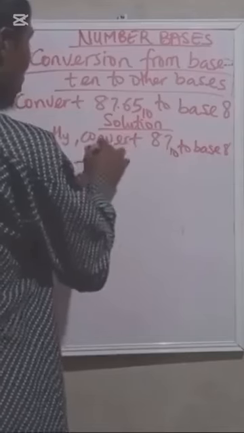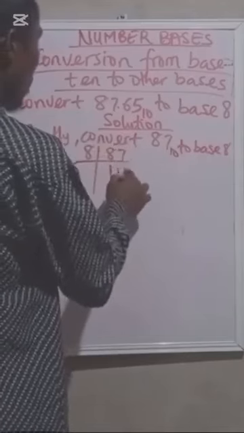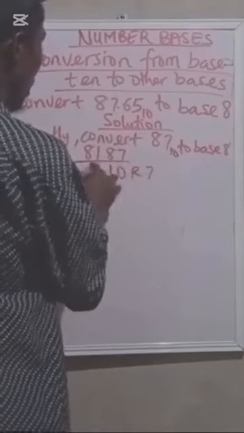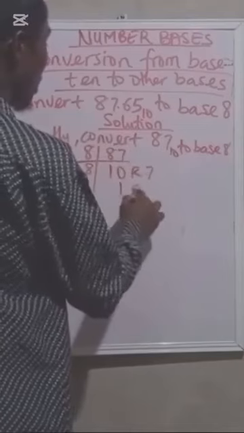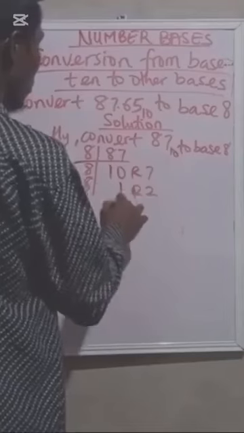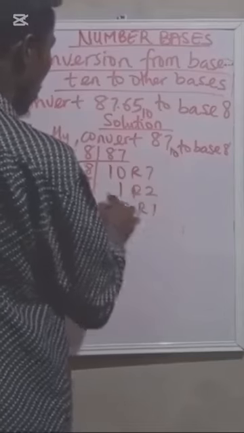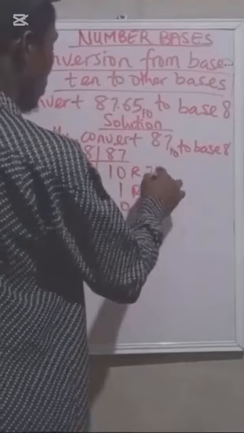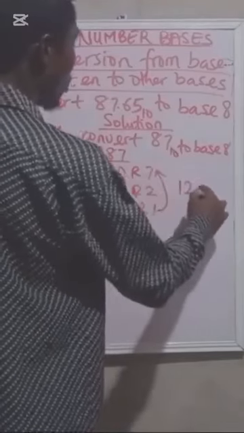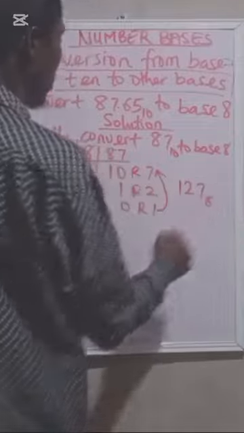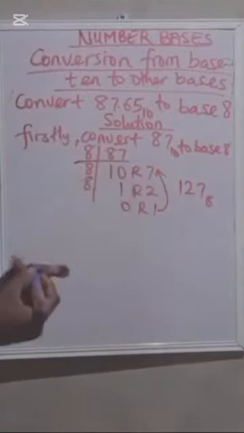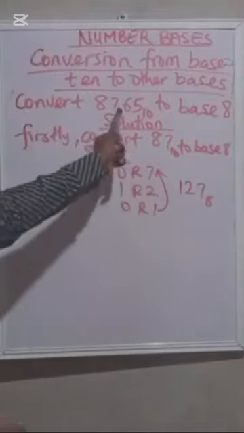That's going to be 87 divided by 8, right? How many 8s do we see? We see 10, remainder 7. How many 8s here? We have 1, remainder 2. And then 8 is going to be 0, remainder 1. So from this point to this, this is going to give you 127 base 8. We've converted 87, but you know that we still have 65.